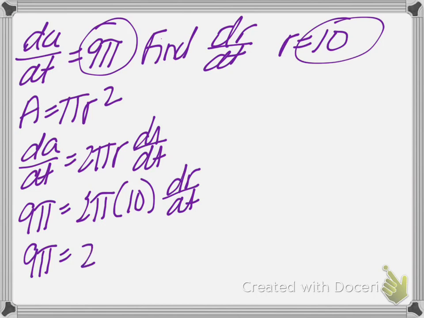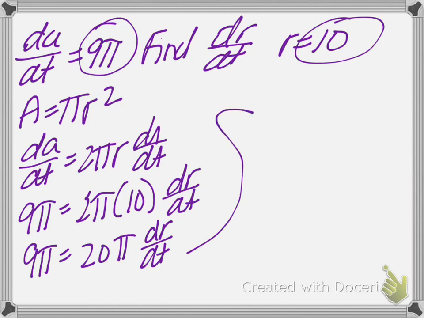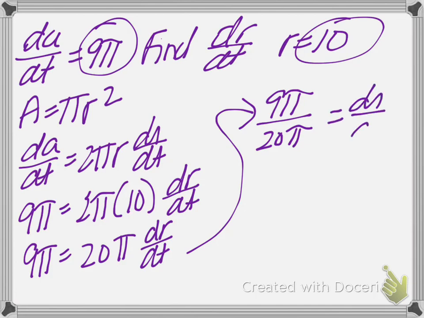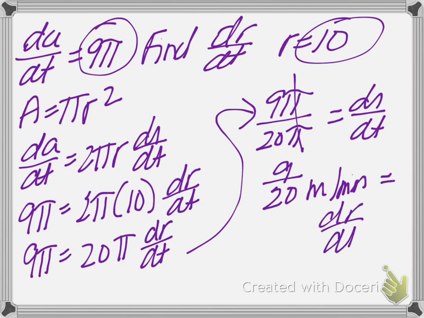Okay, 2 times 10 is 20. Then we're going to divide both sides by 20 pi. And of course, you can cancel those pi's, and you will end up getting 9 over 20. And this is meters per minute. Okay, but it's just the radius that we're talking about, so it's not squared or anything like that, and that would be your dr over dt.